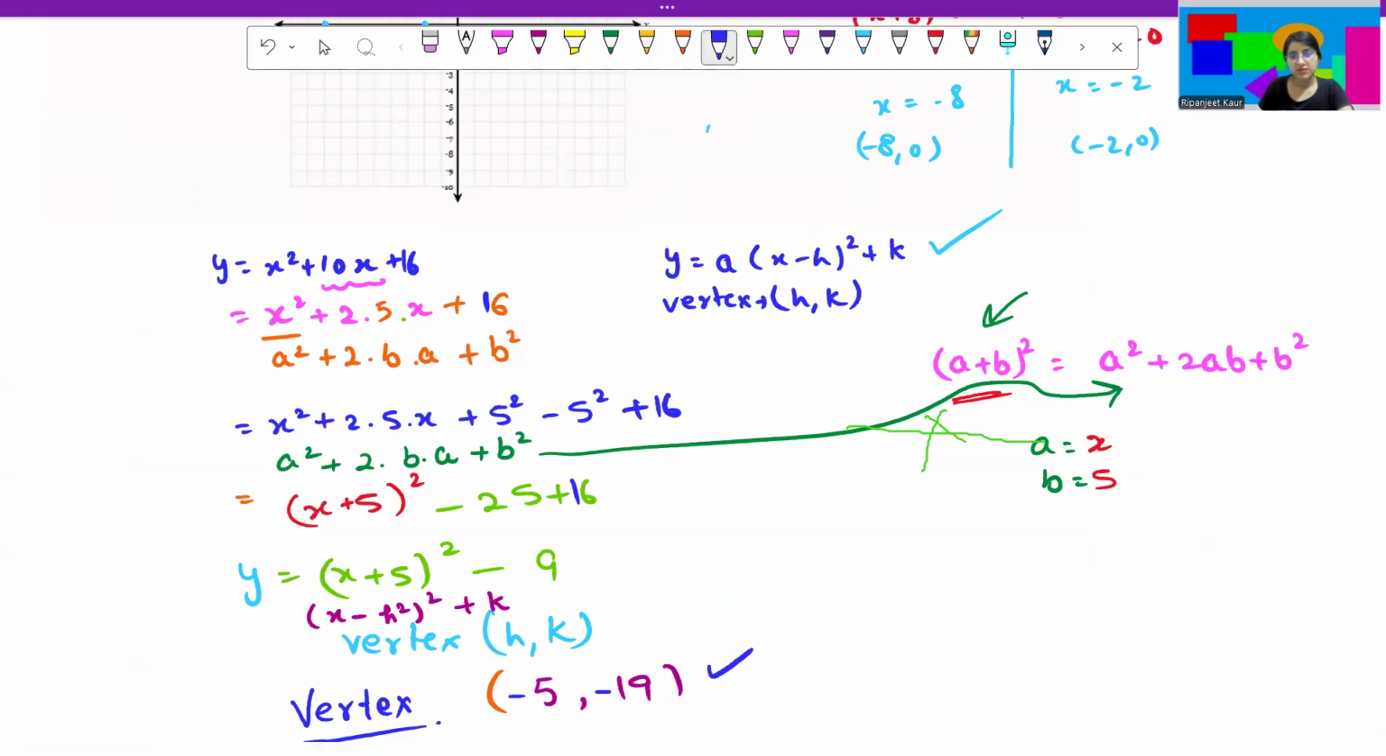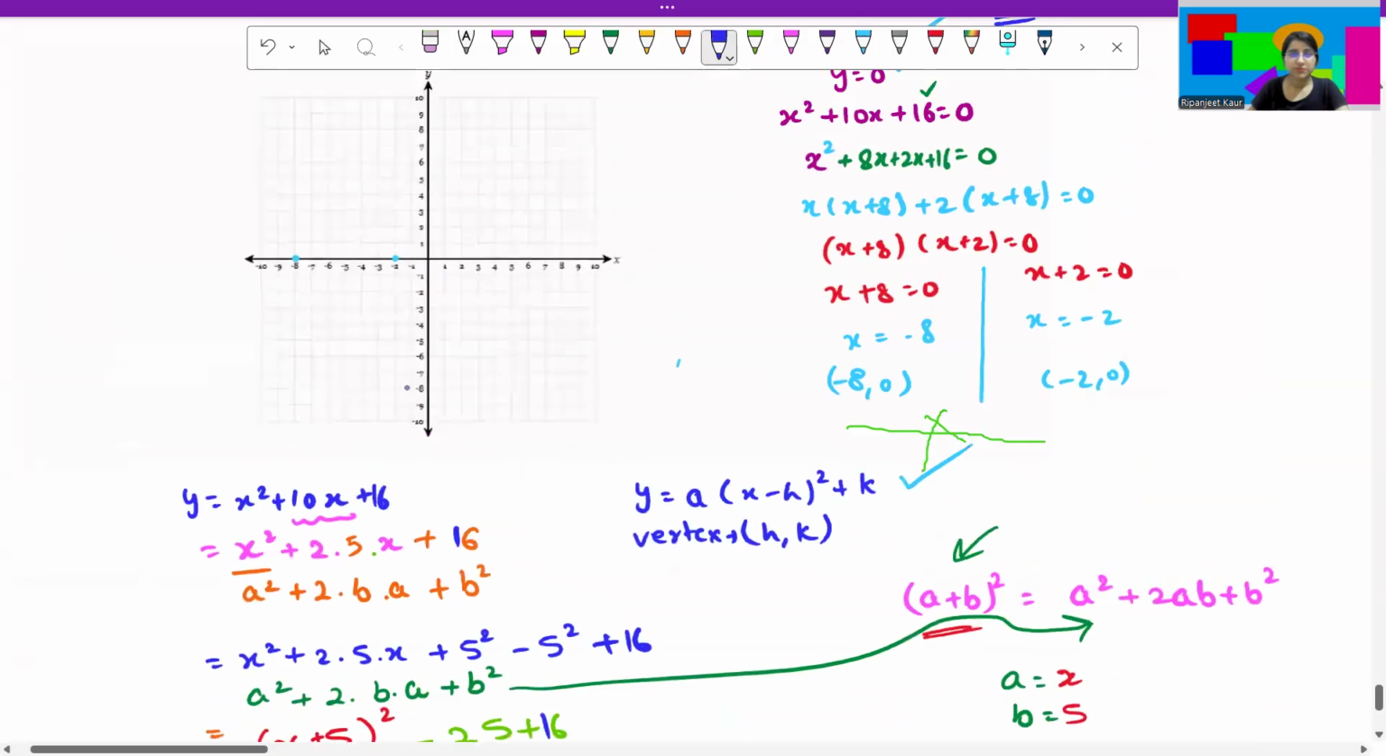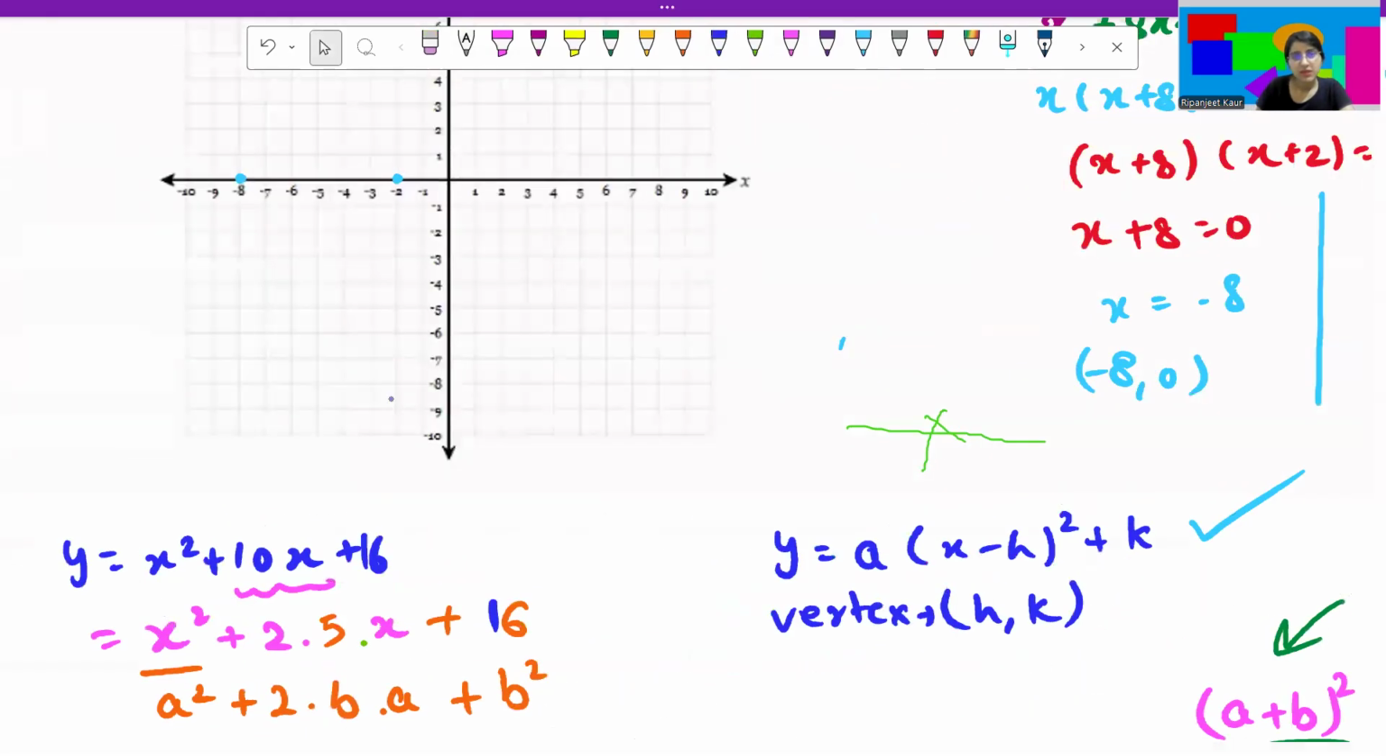So that means this was 9. Negative 9. So it's negative 5 and negative 9. We have to plot negative 5 and negative 9. Here is the negative 5. Here is the negative 9. So over here, we got 2 points, which are negative 5, negative 9, and negative 8, 0, and negative 2, 0. So this is the upward parabola.